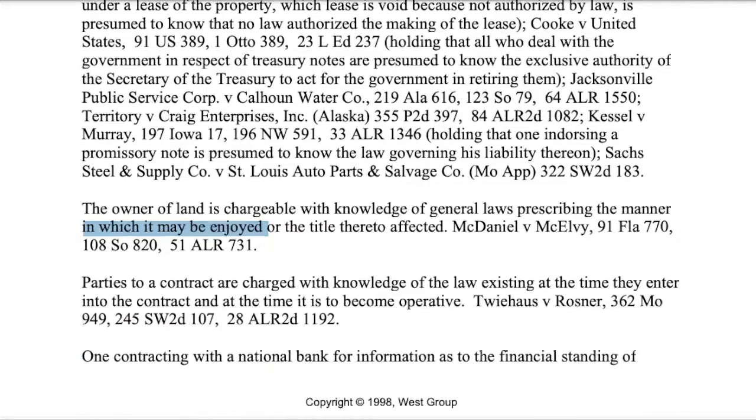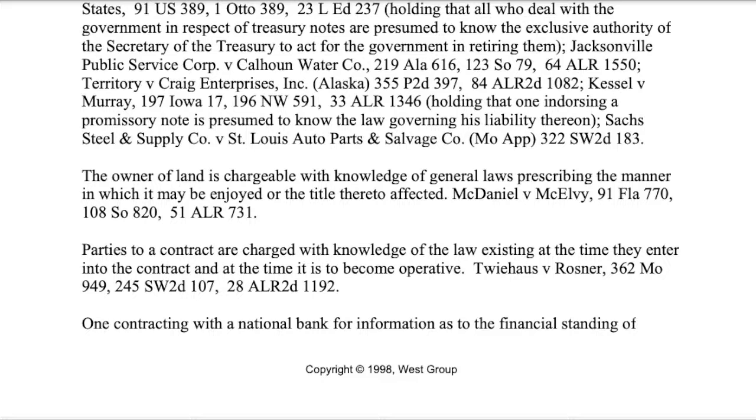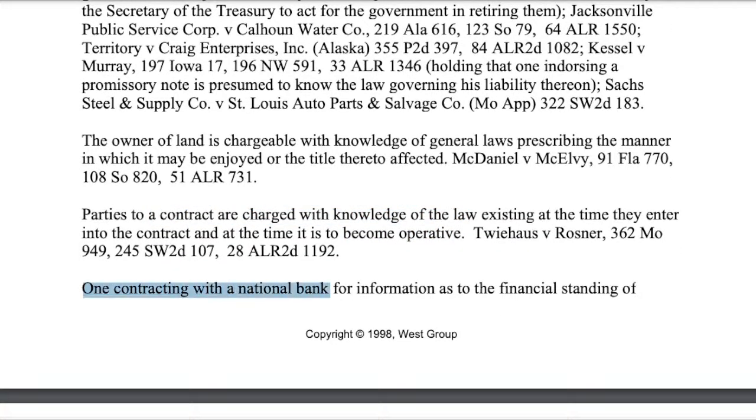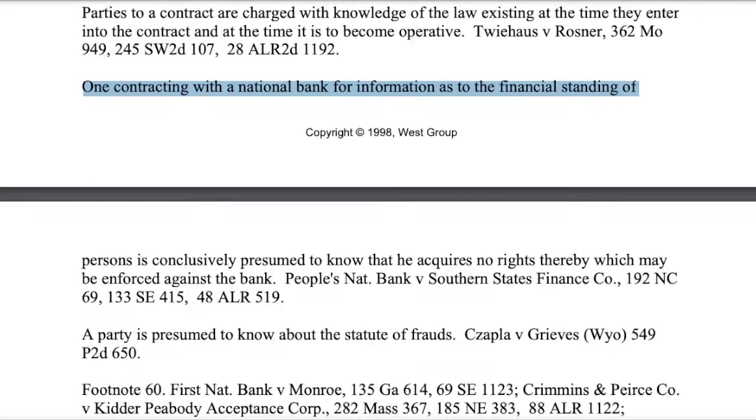Parties to a contract are charged with knowledge of the law existing at the time they enter into the contract and at the time it is to become operative. So both. There are changes in the law after it's been entered into, but before it becomes operative. Then when it becomes operative, it would have to have knowledge of that law. One contracting with a national bank for information as to the financial standing of persons is conclusively presumed to know that he acquires no rights thereby which may be enforced against the bank. Oh, okay. A party is presumed to know about the statute of frauds. That's a good one there.